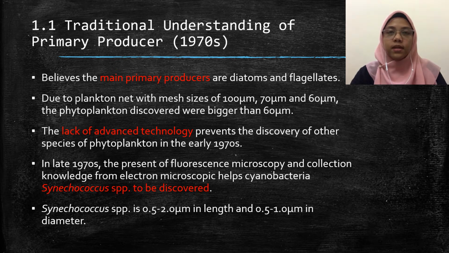But in the late 1970s, with the help of fluorescence microscopy and collected knowledge from electron microscopy, a cyanobacterium was discovered, called Synechococcus spp. Synechococcus spp. is about 0.5 to 2.0 micrometers in length and 0.5 to 1.0 micrometers in diameter.